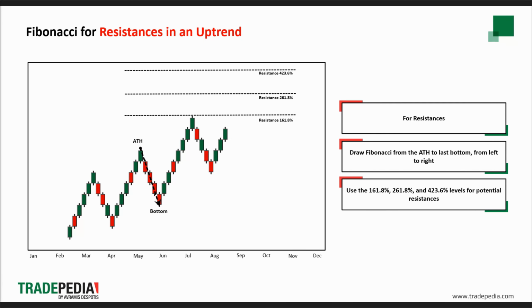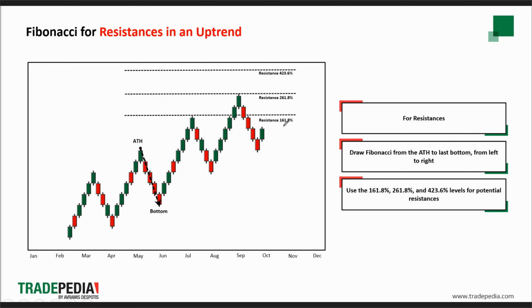And what you realize is, 161.8%, 261.8%, 423.6%, we have seen these numbers come up again when we were discussing the Fibonacci ratios. And of course, when you see it happen again and again, the market tends to respond at these levels. So it tends to bounce at these levels.